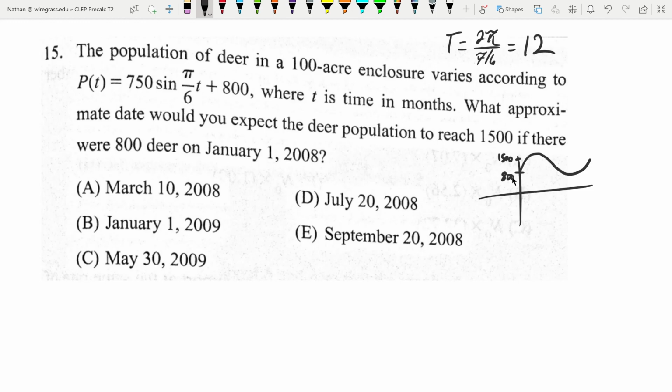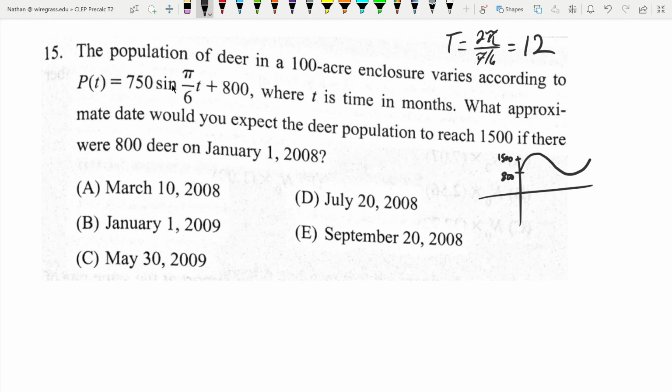If there were 800 deer on January 1st, of course, you plug in t equals 0, you get sine of 0, which is 0. The whole thing becomes 0, and you get 800. So that's just where it starts with the sinusoid, at 800. So say we go from January 1st, and then it fluctuates like this.